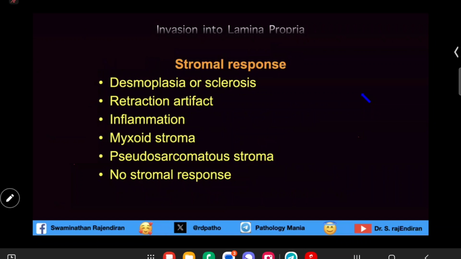And whenever there is invasion, stroma also will respond by showing desmoplasia or sclerosis, or it can show retraction artifact, lot of lymphocytes, because lymphocytes are the policemen of our body. And whenever there is invasion, they just respond to that abnormality. And the stroma will become myxoid. Sometimes the stroma becomes pseudosarcomatous, or surprisingly in some patients, there may be no stromal response.